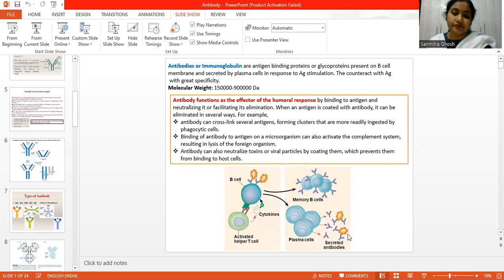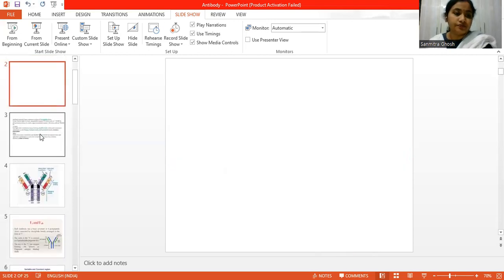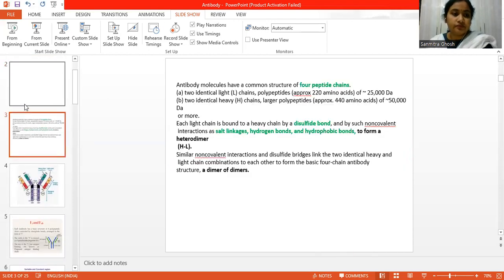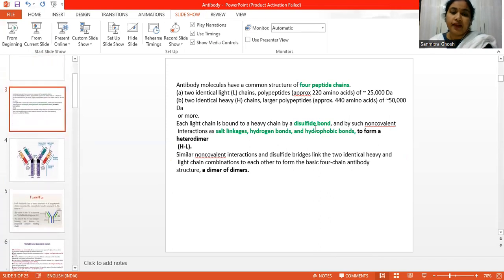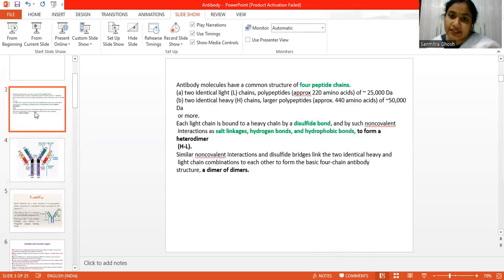So let's have an idea about the structure of the antibody. Now, this antibody structure, let us look into this particular picture. It consists of 4 different chains. Okay, so it is made up of 4 polypeptide chains.